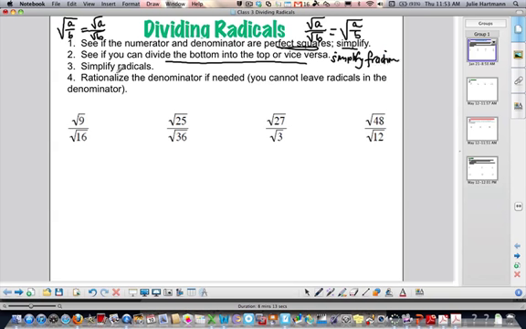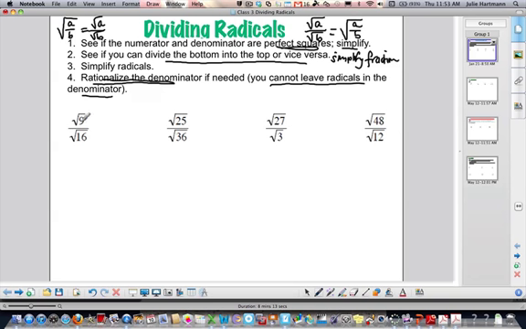That's a new term. We'll go over what that means. Basically, you cannot leave radicals in the denominator. That's not okay. It follows mathematical rules. You cannot leave radicals in the denominator, so I'll show you how to get rid of those.